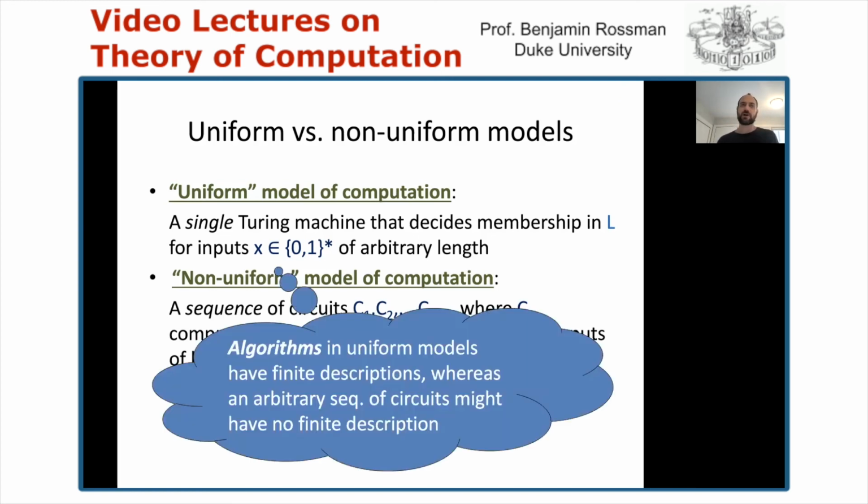When we speak about algorithms in the traditional sense, usually we have in mind uniform models of computation. In a uniform model, a single Turing machine or algorithm has a finite description that you can write down. In contrast, an arbitrary sequence of circuits does not necessarily have any finite description. We don't make any assumption about how this sequence is being generated.